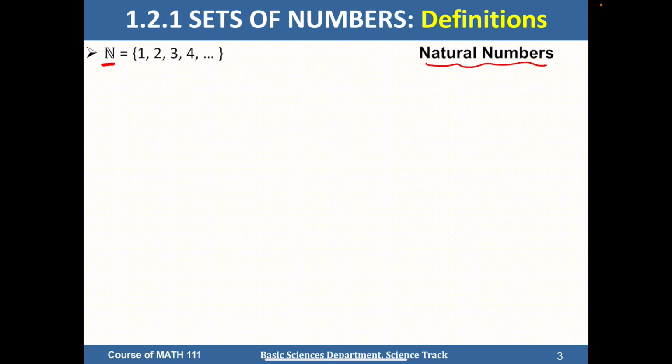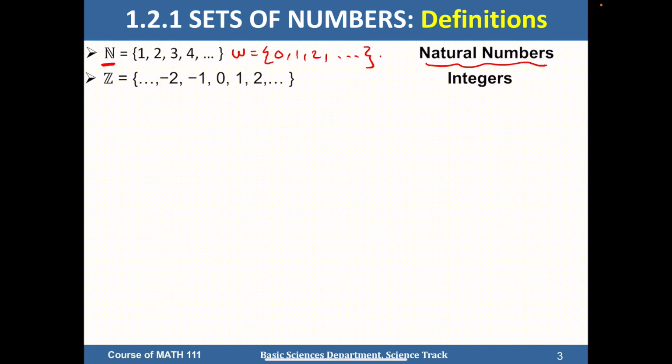Then after that, we have the whole numbers. In the whole numbers, we add a 0 to the natural numbers. So the set would be 0, 1, 2, and so on. Then we have the integers, denoted by Z. In this set, we add the negative numbers to the whole numbers, and we get the integers. So basically, the integers are the positive numbers, 0, and the negative numbers.